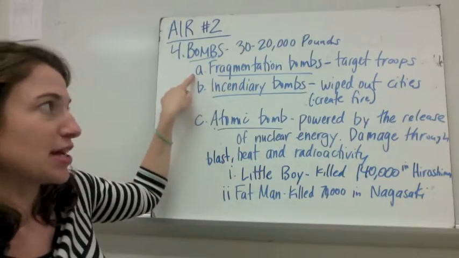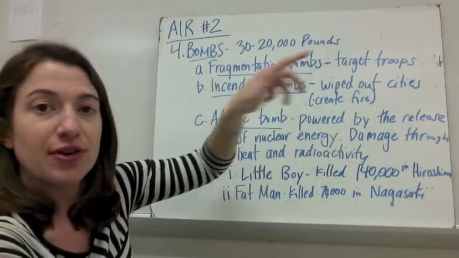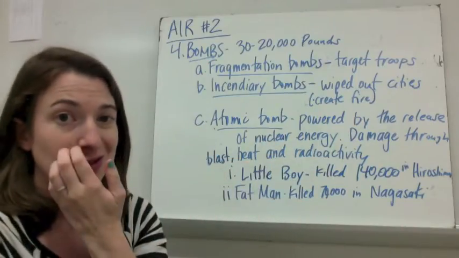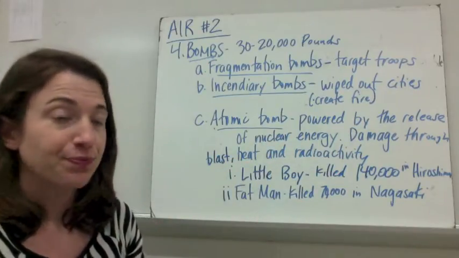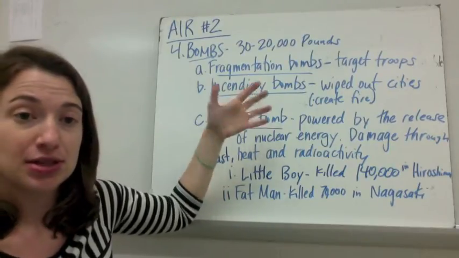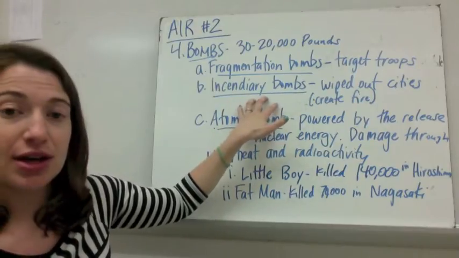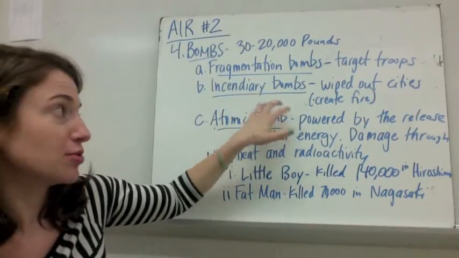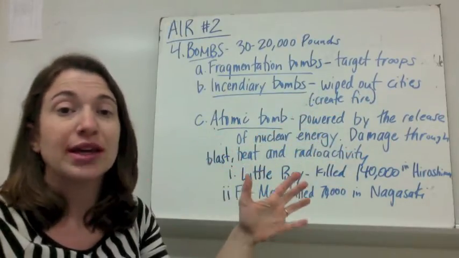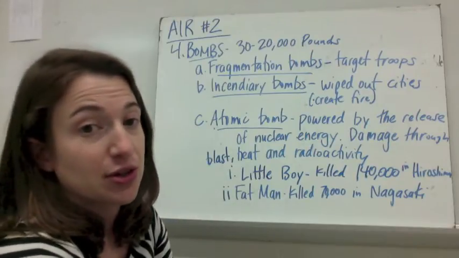So you start with fragmentation bombs, which are only about 30 pounds, and they're used to target troops. So if aircraft was coming over, saw troops on the ground, they would drop this to kind of destroy a small infantry. You have incendiary bombs, and incendiary essentially means to catch on fire. So these bombs were used to essentially create fires and wipe out cities because it would light the whole city on fire. And this happened in major cities across Europe.